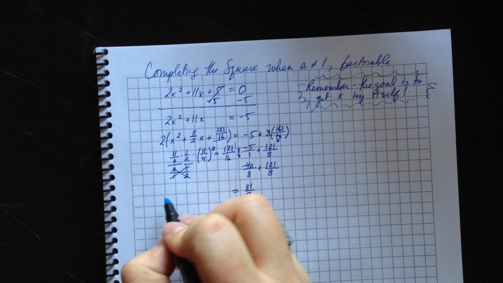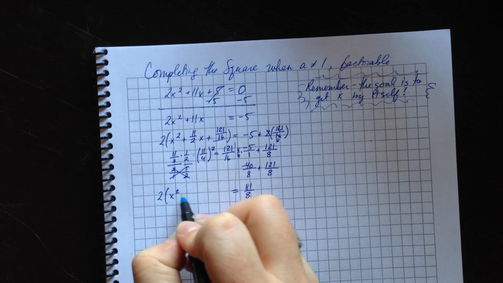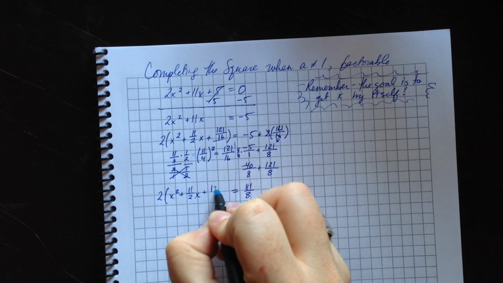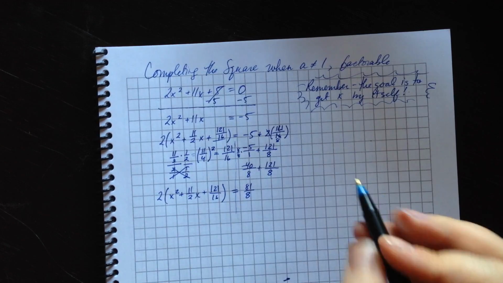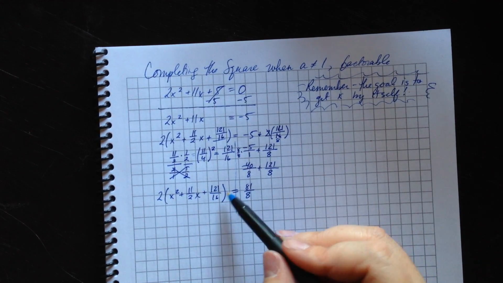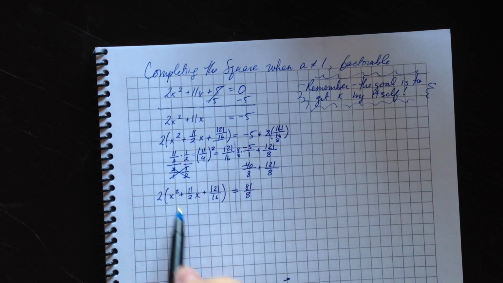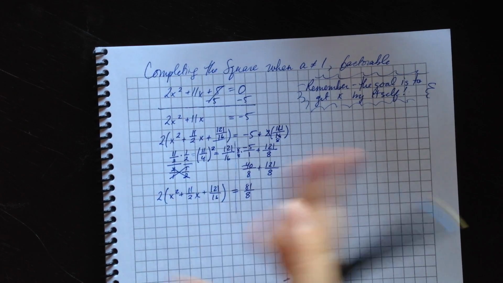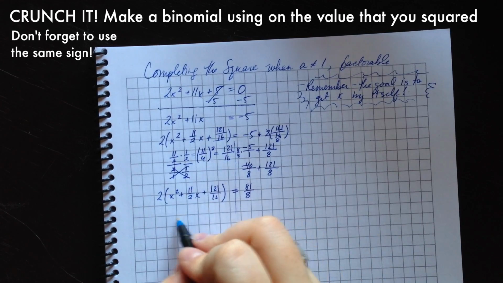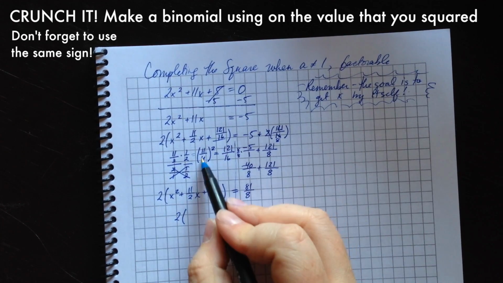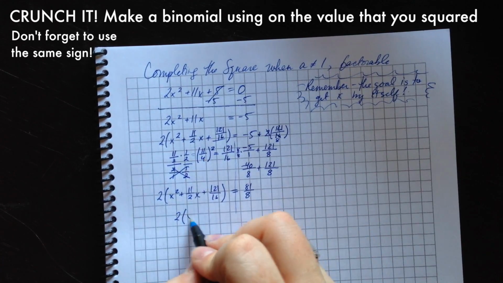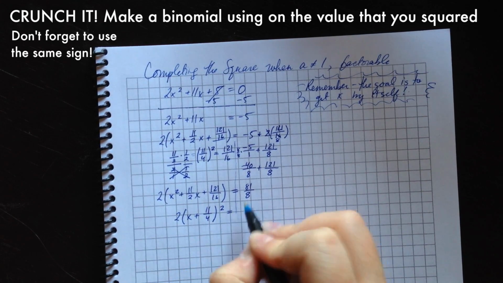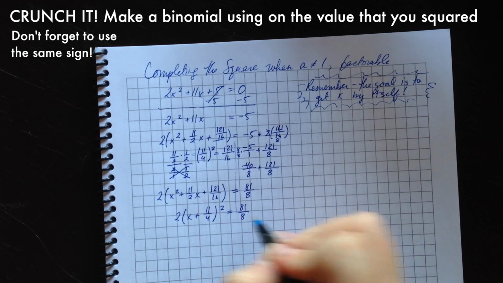Now we come back to this side, we've got 2 times x squared plus 11 over 2x plus 121 over 16. Again, the whole reason we did this work right here is to get that perfect special factor. And because it's a special factor, that means we can crunch it down. And then when we crunch it down, what value do we use? This guy, the value that we squared. So we've got x plus 11 over 4 squared equals 81 over 8.